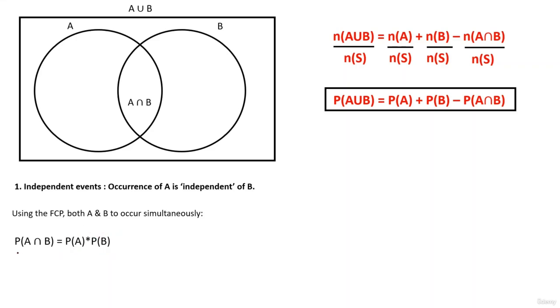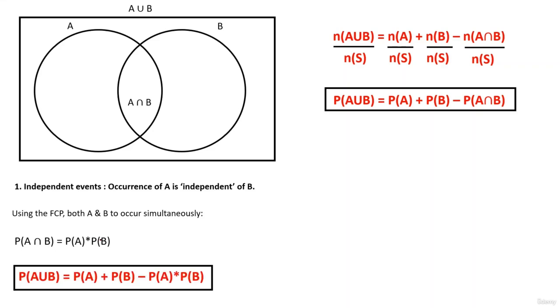When both are happening, the counting principle says the number of ways are multiplied. So in the same way, probability of A intersection B, guys, what will it be? Probability of A multiplied by probability of B. You want both of them, right? So by counting, you multiply them. So in this case, the formula for the probability of either A or B happening is probability of A plus probability of B minus probability of A into probability of B.